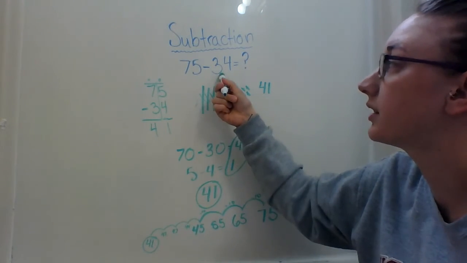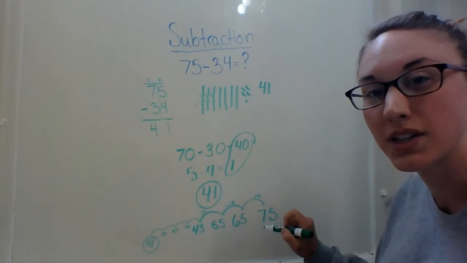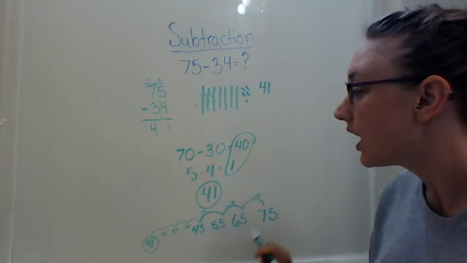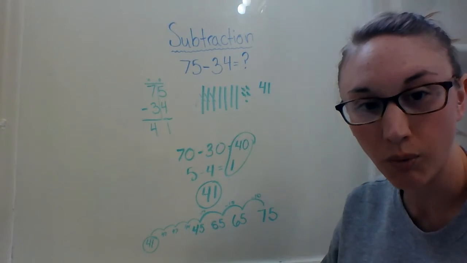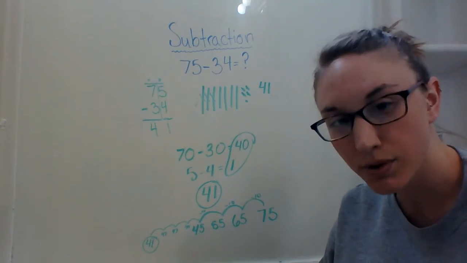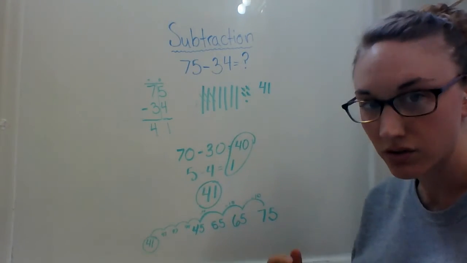I could also start at the small number and see how many hops it takes me to get up to 75. I would still get 41. So you can use a counting up strategy or you can use a counting back strategy.